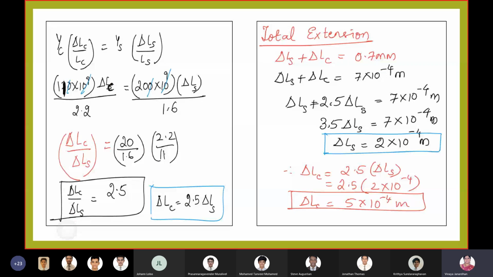Delta LS, you are getting it as 2 into 10 to the power of minus 4 meter. So delta LC is 5. Is that 5 into 10 to the power of minus 4 meter? Yes, ma'am. Okay. Now, what was the question? The question was about force, right? Find the load. So the load will be your.